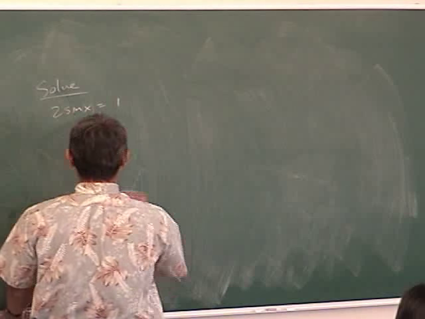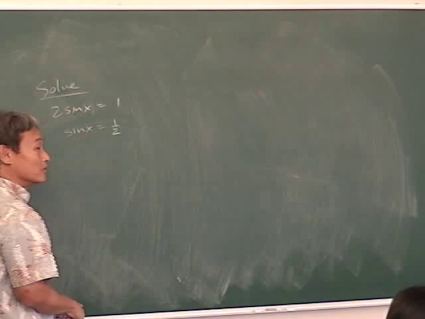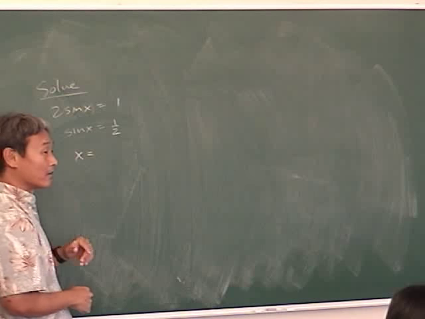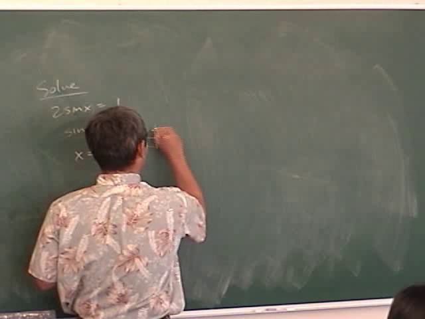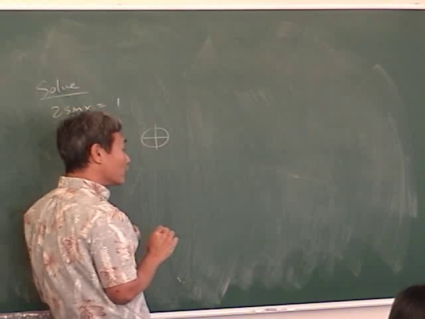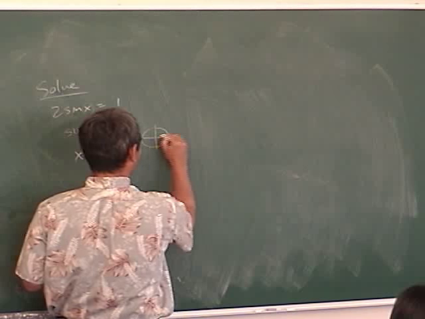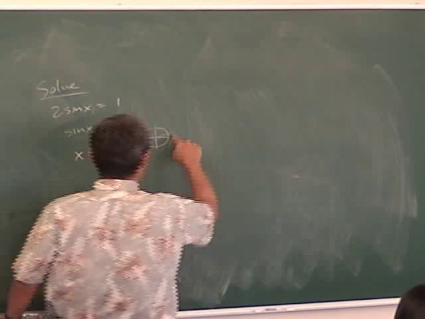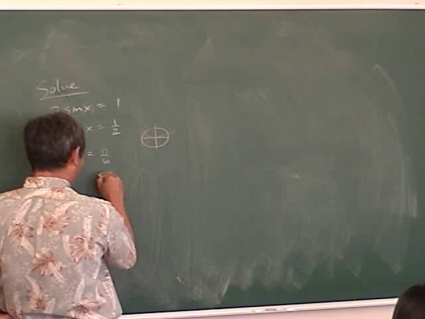So what should I do to solve this equation? Divide by 2, sine x equals 1/2. Okay, so now you've got to know your trig values. Sine of what angle equals 1/2? This is what should be going on in your head: where on the unit circle is the y coordinate positive 1/2? There and there, right? Pi over 6 and 5 pi over 6.